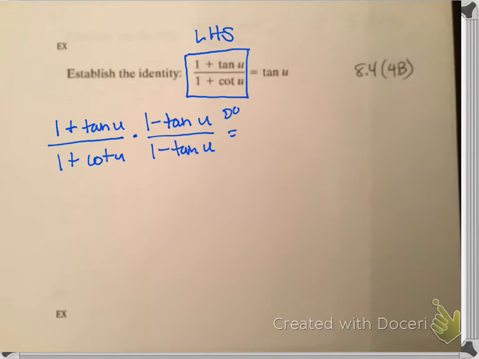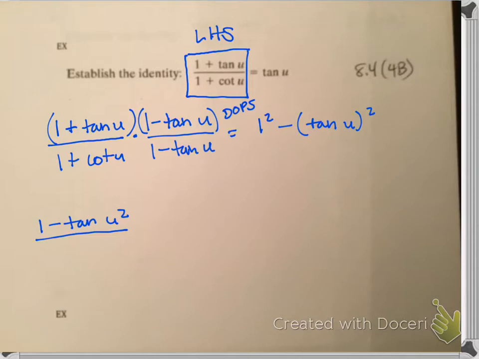In the numerator, it's going to turn into the difference of perfect squares. How do I know that? Because I multiply the conjugate. So I take the first term, I square it, minus the last term squared. So this becomes 1 minus tangent squared u. In the denominator, I have 1 plus cotangent u times 1 minus tangent u.